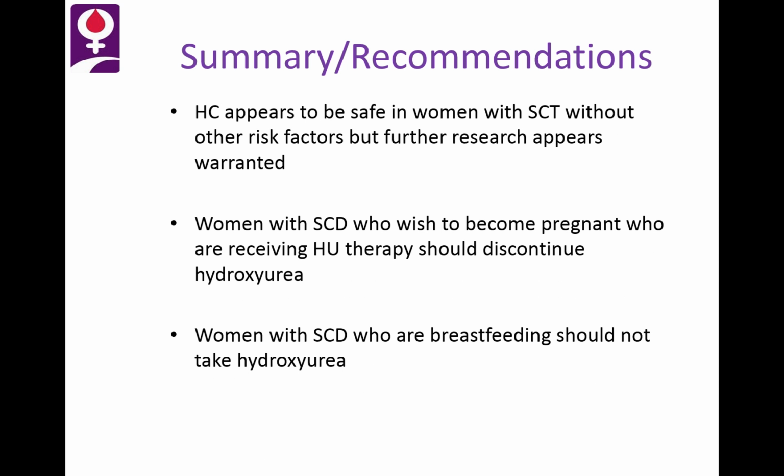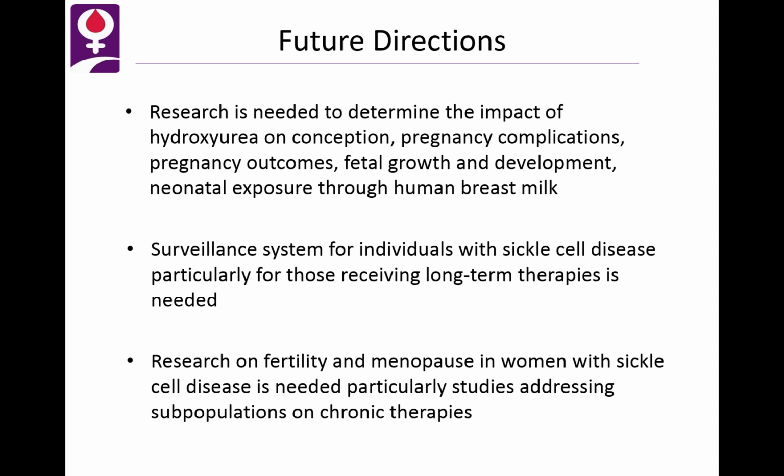Hormonal contraception appears to be safe in women with sickle cell trait. However, there are studies that suggest there might be a trend towards an increased risk for venous thromboembolism in those who are receiving combined hormonal contraception, and these studies need to be duplicated in order to determine what the real risk is.